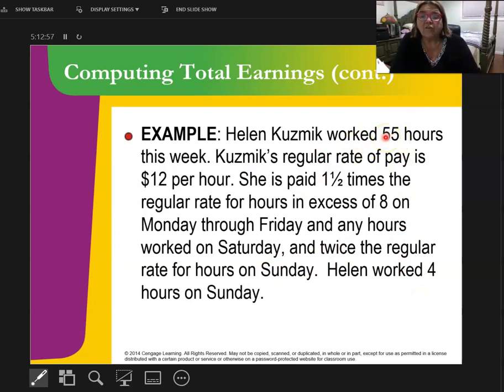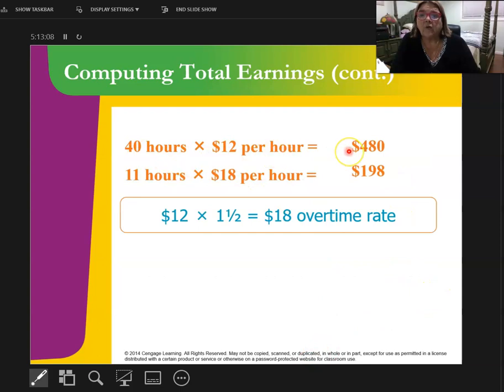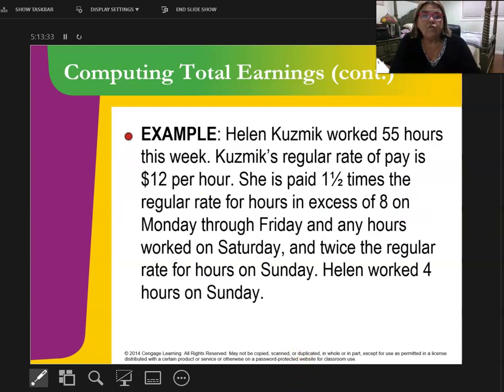So 40 hours is a 40-hour work week. So we know that 15 of those hours was overtime. And of the 15, 4 of them were double time. So 40 hours times 12, plus the 11 hours, because 15 hours was overtime and 4 was at double time. That means 11 was actually at time and a half. And so I take $12 times 1.5. I get 18. So here's this right here. This is for the 40-hour week. This is for the overtime, but we still have 4 hours on Sunday that she worked at double time.